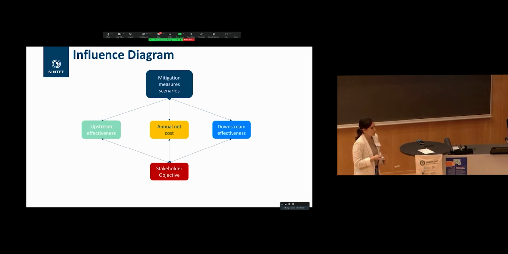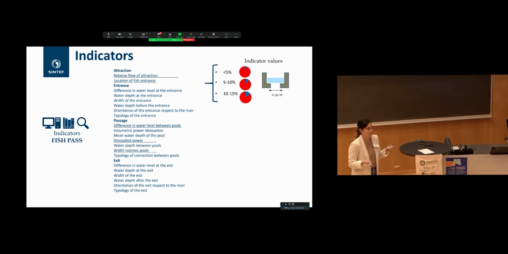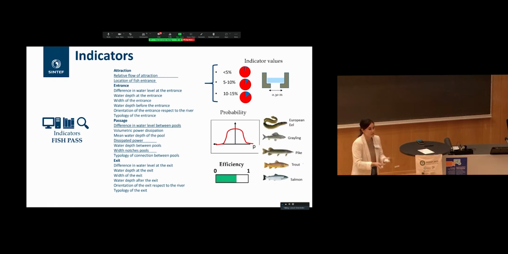As an example, you need to find, of course, your indicators. How are we going to define effectiveness or efficiency? This can be done through modeling, literature, monitoring if you have it, and then we can choose different indicators and obtain, for example, the attraction efficiency and also the passage efficiency. And you can do this to infer your probability and also do it for several species.